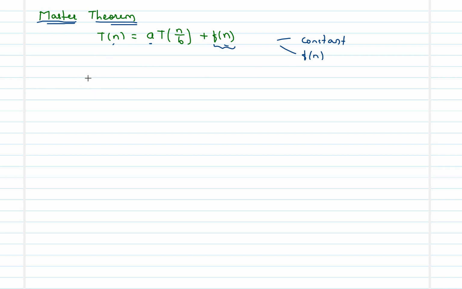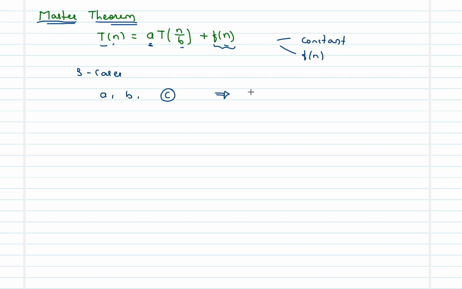Now, to solve using the master theorem, we have three cases. Just by looking at the recurrence relation, based on the values of a, b, and one more value, c, we can find out under which case this recurrence relation falls. So let's see how it works.